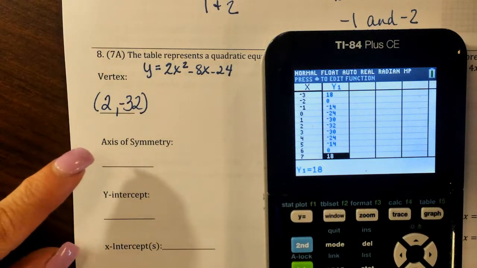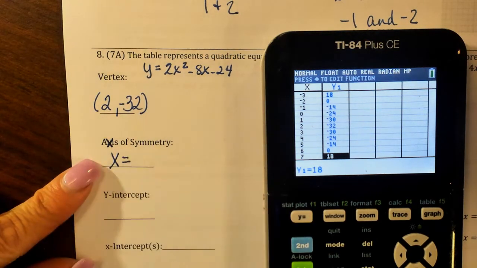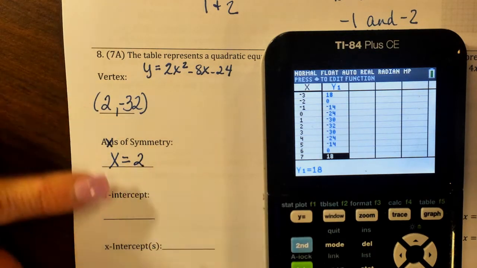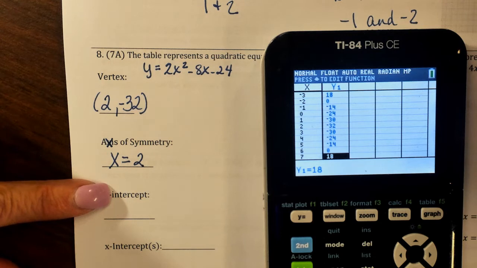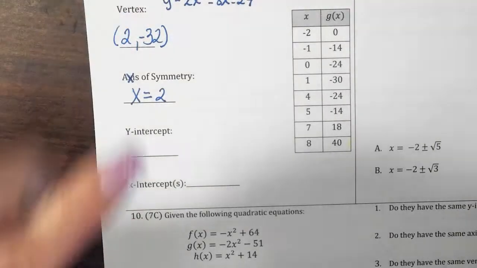The axis of symmetry has an x in it, which means it's x equals. What is my x value of my vertex? It is 2. The y-intercept, where does it go through the y-axis? Okay, hold on. All right, guys, sorry about that. So we did the axis of symmetry.